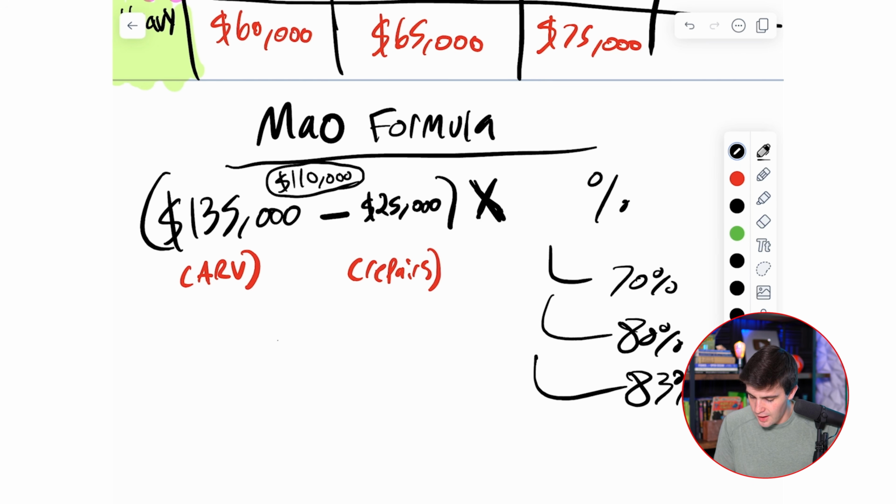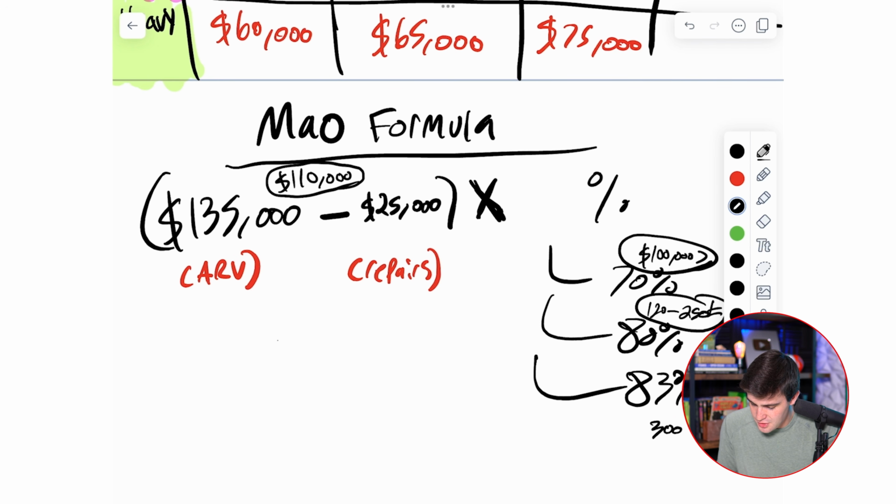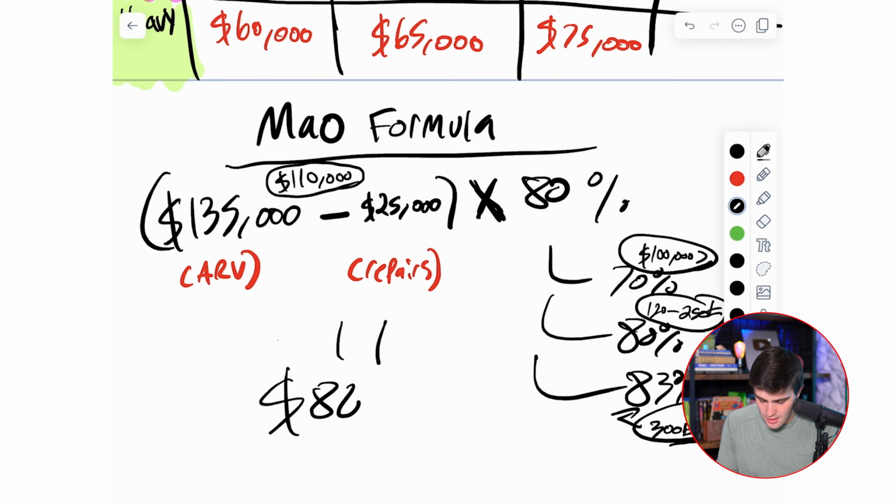So I'll tell you here roughly, if the ARV is 100K or under, they're going to want 70%. If we're between 120 and 250, you're probably going to be at 80%. And then anything at 300K or above, they're probably going to want 83%. They're willing to pay more, but again, you got to get a bigger discount. So let's say for this example, we're at 80%, so we'll do 80%. What that is going to equal for us is 110,000 multiplied by 80%, which is going to be $88,000. That is our MAO.